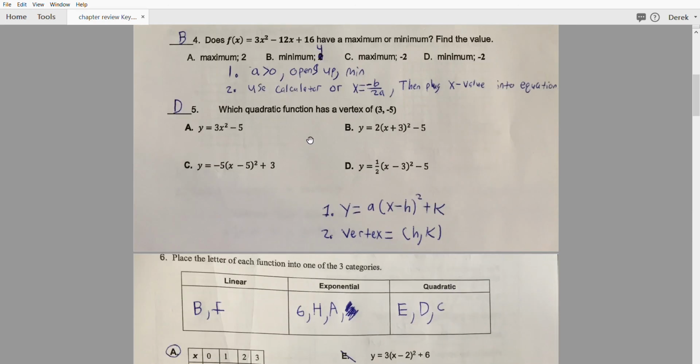All right, so we're on to number 5. Which quadratic function has a vertex of 3, negative 5? Okay, so first we're going to look at our vertex form because that's the easiest way to tell if the vertex is right. So our vertex form is y equals a parentheses x minus h squared plus k. All right, so we know that our vertex is hk, right?